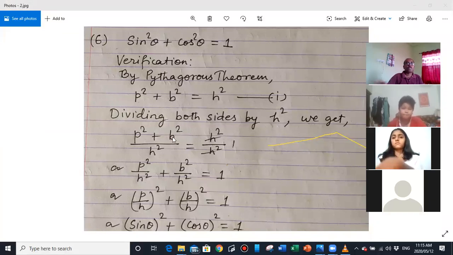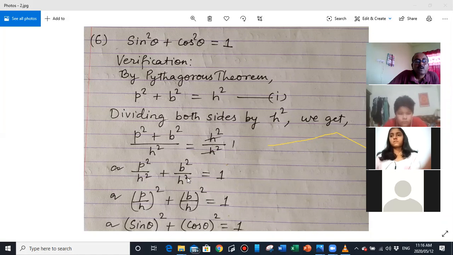Now, p square by h square plus b square by h square. This is the left side, the right side was h square by h square. Divide both sides by h square. So on the right side, h square by h square cancelled, 1 is left. And on this side, this is how to break a fraction. There is a plus sign, so you can write p square by h square plus b square by h square, which is equal to 1.